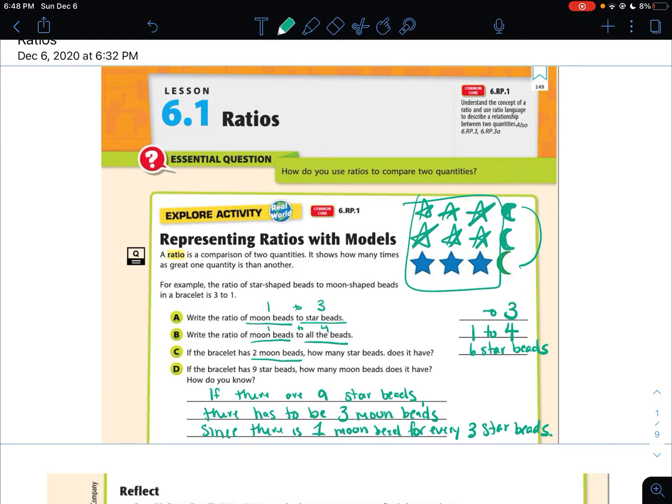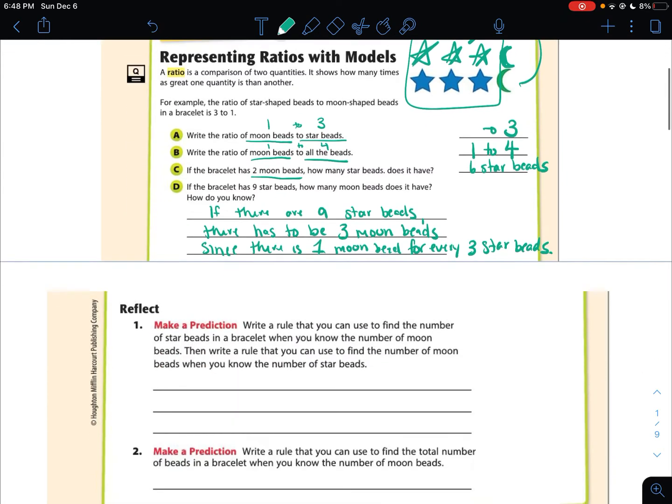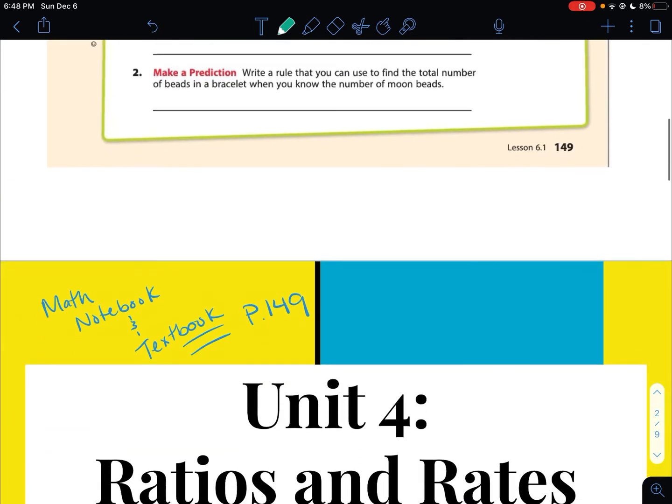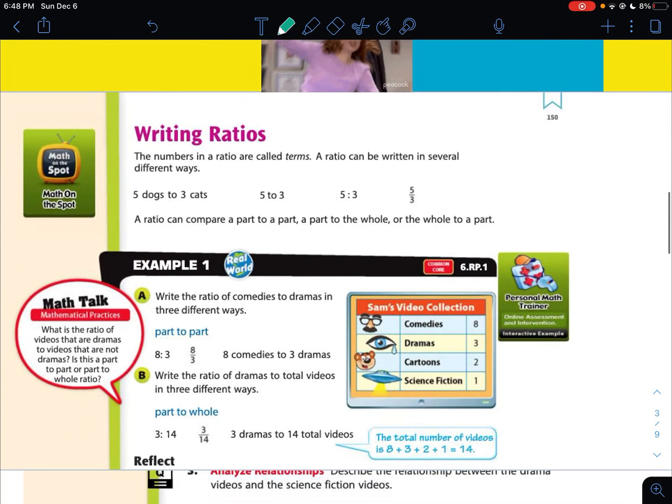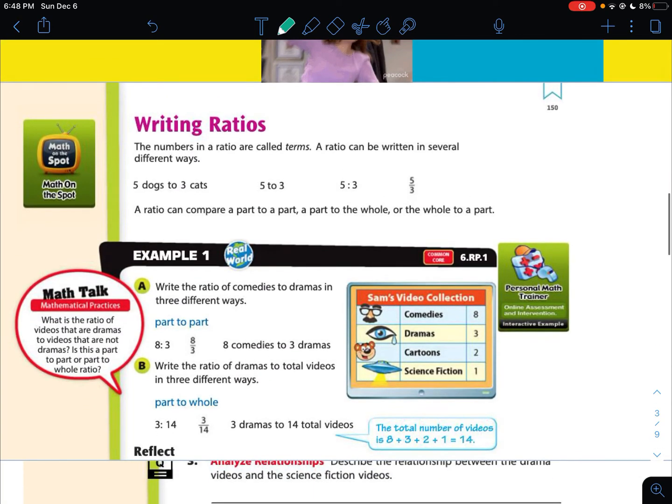Okay. So hopefully you got some of them right and had an idea of how ratios are going to work. Today we're just going to keep it easy and identify ratios and talk about them. So we're going to skip the reflect and we are going to go to page 150. So go to page 150 for me. And we're going to talk about how to write ratios.